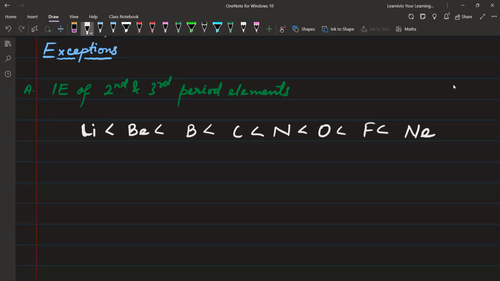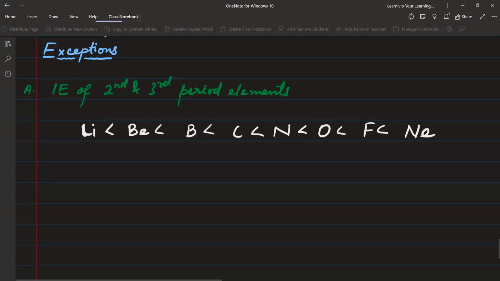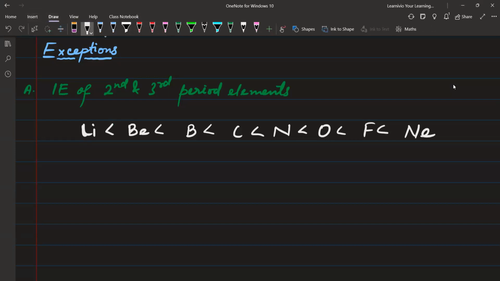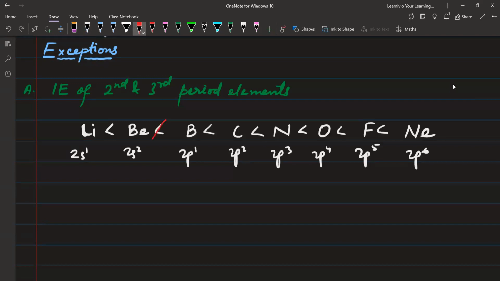It is expected that it should be this order, because the ionization enthalpy increases across the period, but it is not going to be this order because we should look at the electronic configuration. Lithium has electronic configuration 2s1, then 2s2, 2p1, 2p2, 2p3, 2p4, 2p5 and 2p6. Now, when I look at the second shell and compare beryllium and boron, in beryllium the electron is in the s subshell, but in boron it is in the p subshell. That is why this order is incorrect. The s subshell has higher penetration power, and that is why it has higher ionization enthalpy.